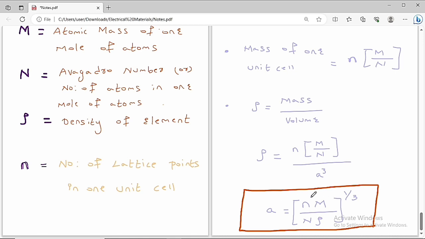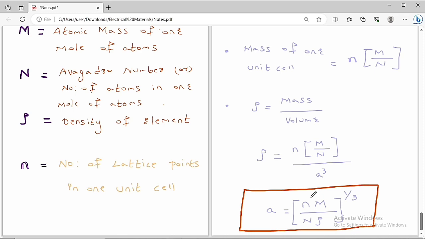Definitely these types of questions will be asked in the examinations. So I explained everything. Always remember what capital M is: it is the atomic mass of 1 mole of atoms. In that 1 mole of atoms, how many atoms are there? Capital N, the Avogadro number of atoms. So capital M is equal to capital N into the atomic mass of each atom.